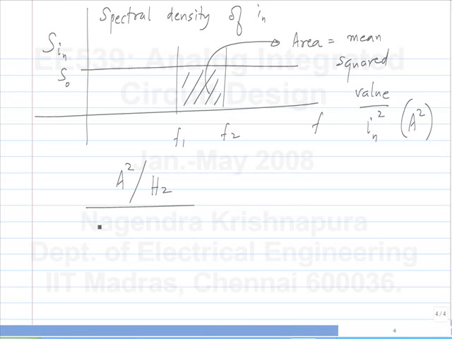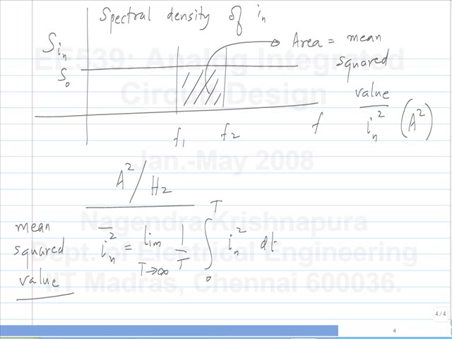So what is the mean square value? For a periodic signal, what you would have done is, you integrate the square of the current over one period. Now in case of a random quantity like this, there is no period, so you just take the limit as T goes to infinity, and this gives you the mean square value. Okay. So this is what the mean square value is, and if you are given a spectral density, you can find out the mean square value by integrating it.